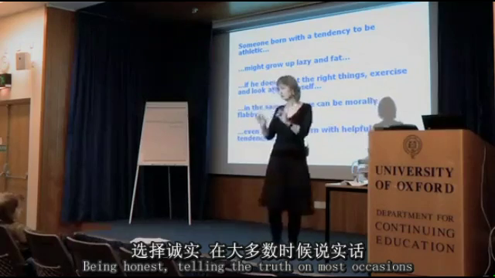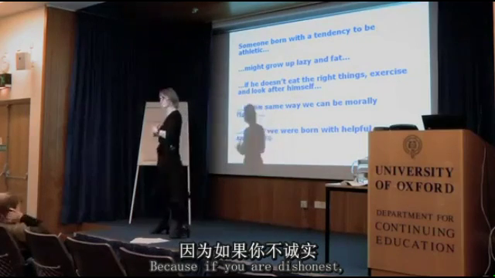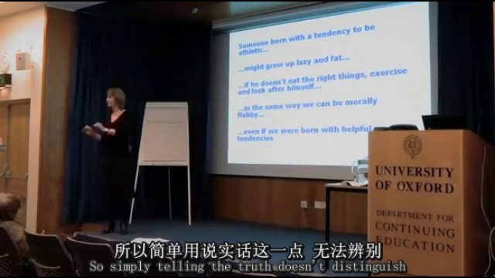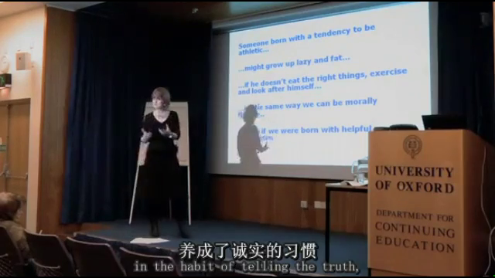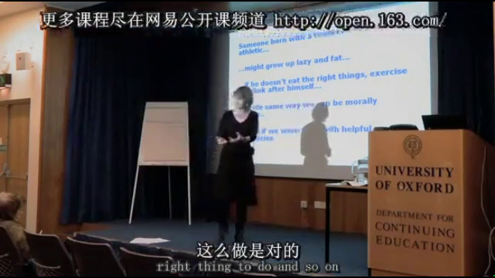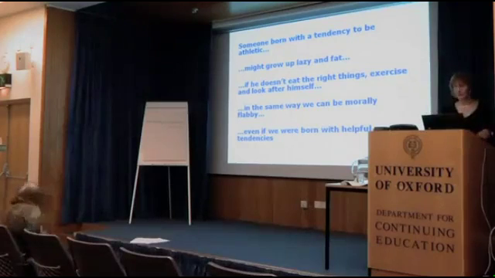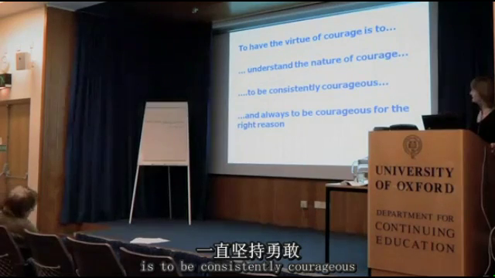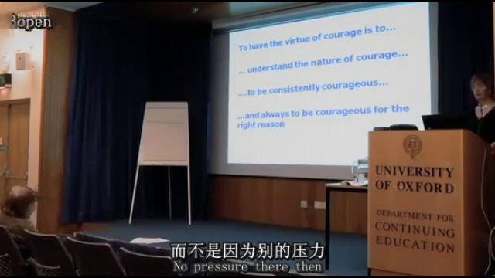Telling the truth on most occasions doesn't make you an honest person. Because if you're dishonest, you're holding yourself ready to tell a lie as soon as it is good for you. So simply telling the truth doesn't distinguish an honest person from a dishonest person. The honest person is in the habit of telling the truth, tells the truth because it's the right thing to do, and not because they want people to trust them. So, okay, to have the virtue of courage is to understand the nature of courage, to be consistently courageous, and always to be courageous for the right reason. No pressure there then.